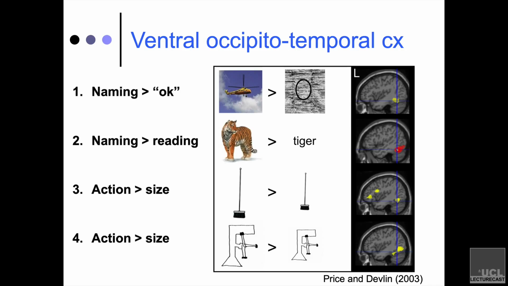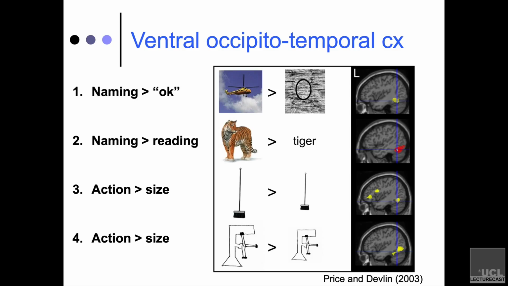are due to reading. So for instance, if you ask people to name a picture of a helicopter compared to visual noise, you activate that part of the brain. If you ask people to look at a picture of a tiger and say tiger versus reading the word tiger and saying tiger, you activate it even more strongly for the picture than the word. And again, that would be hard to explain solely in terms of reading.